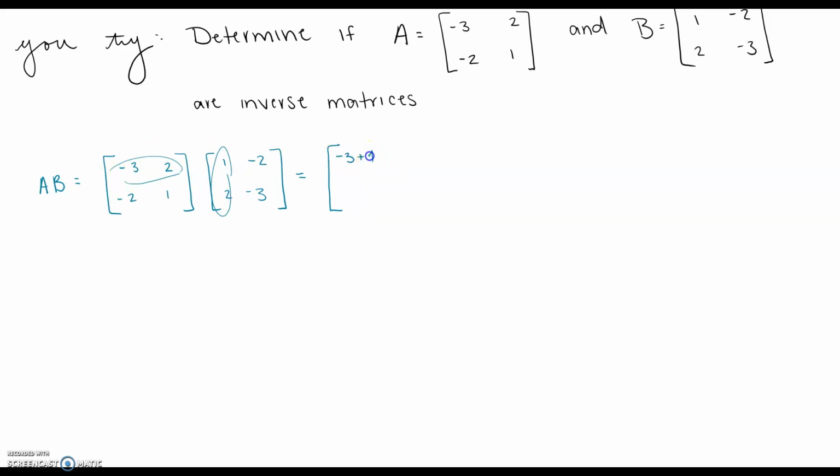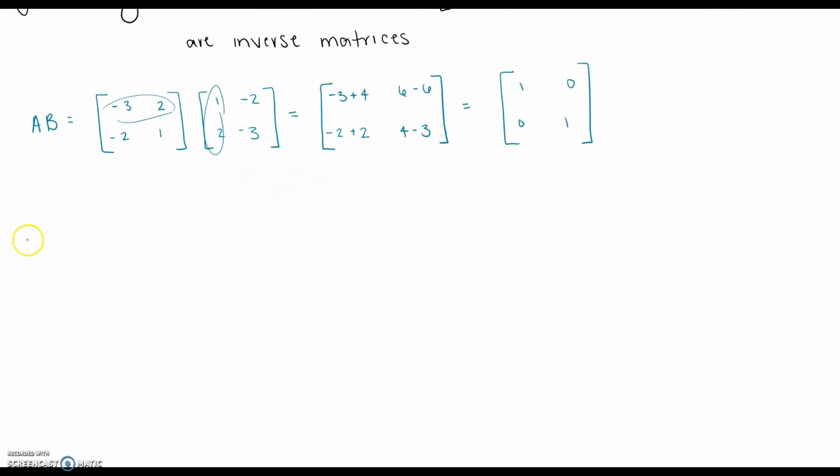plus 2 times 2. Then I'm going to do the same thing, but for my second column. So -3 times -2, 6. 2 times -3, -6. -2 times 1, 1 times 2. -2 times -2. And 1 times -3. And I do want to see one line of work like this, and then we can add them together. So -3 plus 4 is 1. 6 minus 6 is 0. We're left with 0, 1. So yay, we have the identity matrix.